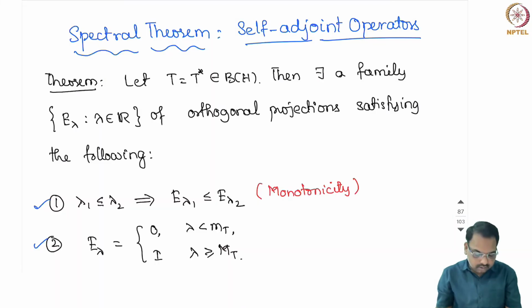Hi everyone. In the last lecture, we discussed the spectral theorem for self-adjoint operators. Today, we'll look at some examples of this spectral theorem. So, let us quickly recall the spectral theorem.